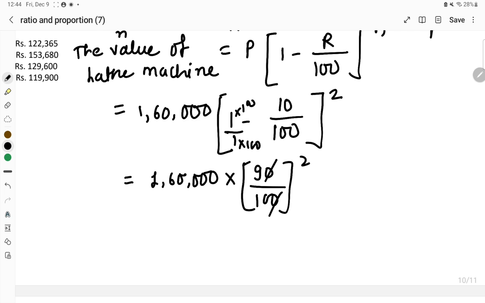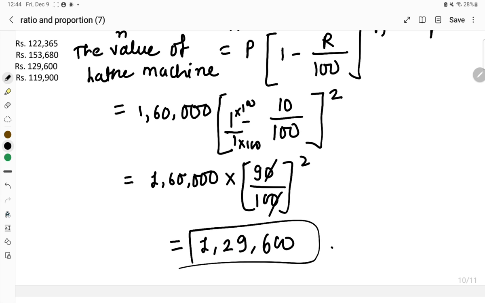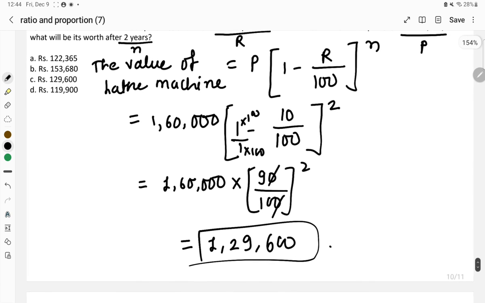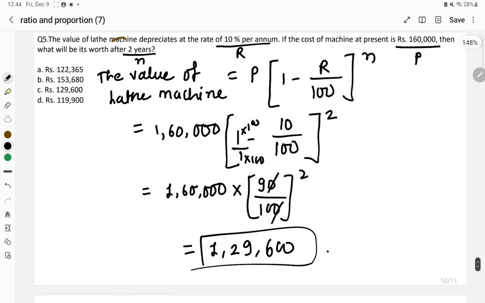So simply take these squares, that is, 9 ka square and 10 ka square, and calculate. What will be the answer? The answer will be 1,29,600. You can simply see here the value of the machine, or in any kind of question where they are asking us to calculate the value after a particular year, the value always reduces.